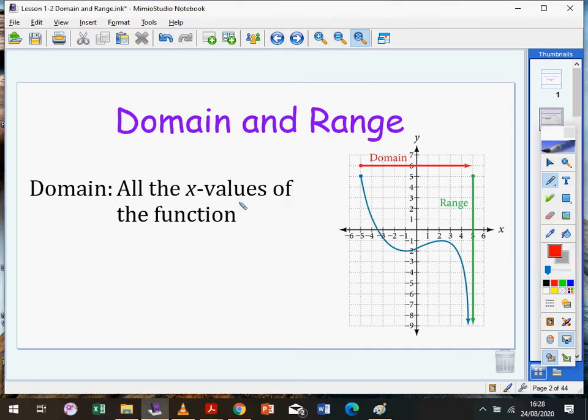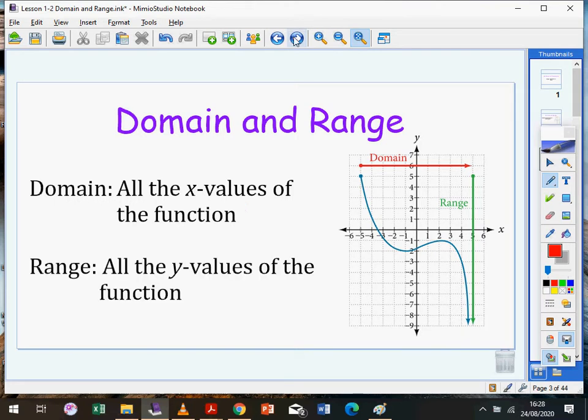Good morning, class. I hope you remember last year that we talked about domain and range. Domain is all the x values of a function, and range is simply all the y values of the function, just like you see in this image right here. Now we have an example here.